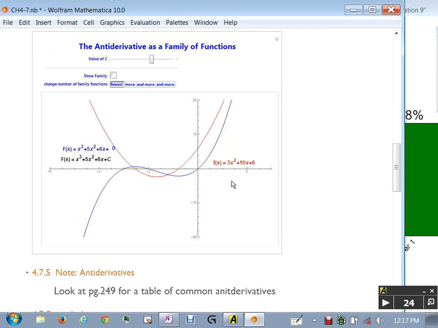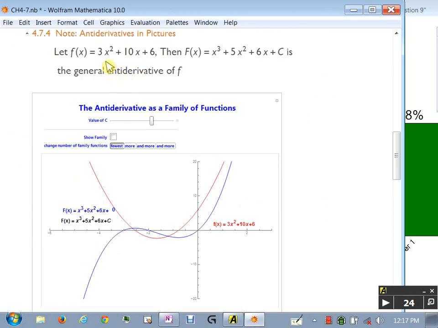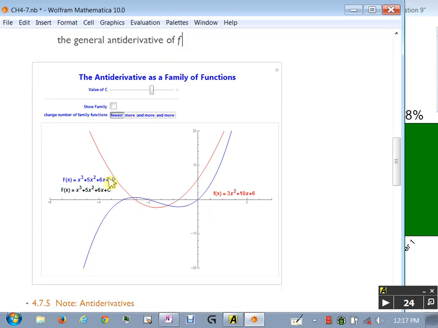Here, the little f is 3x squared plus 10x plus 6. The general antiderivative is x cubed plus 5x squared plus 6x plus a constant. You can check. If you take the derivative of that right there, you get 3x squared plus 10x plus 6, and that's this. So which is which here? The red one is little f. The blue one is part of the family of antiderivatives, right?